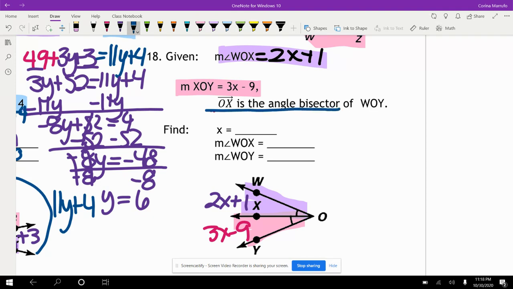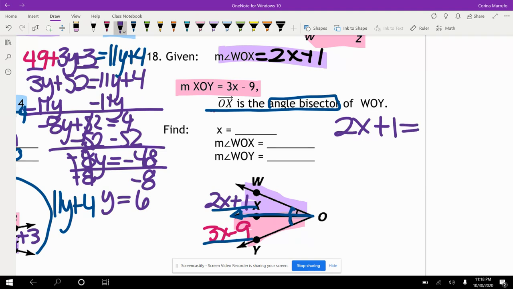Okay, this is an important piece of information because this tells us that we solve it a little bit differently than the last problem. That means that this cuts it into two equal parts. This angle here should be equal to this angle here. So it's different when we're setting it up because we don't add these together. We set them equal to each other, because they should be equal.